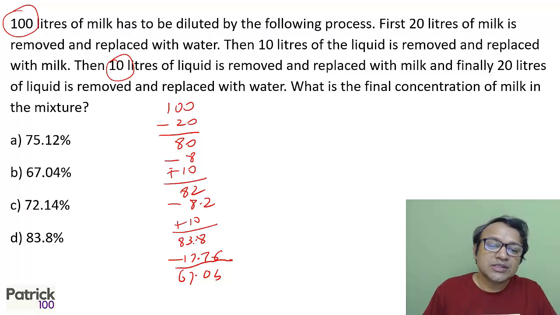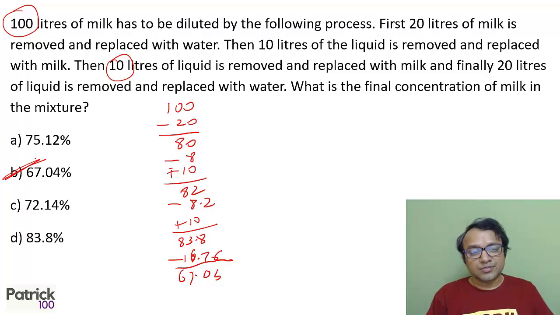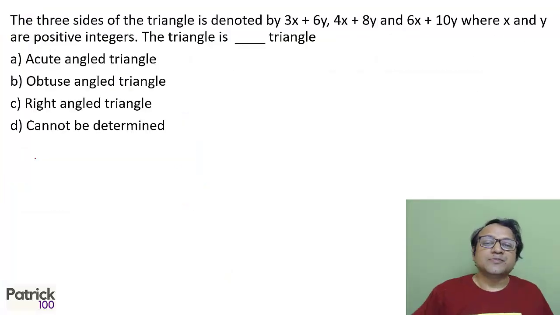So it becomes 67.04. If you calculate this 20%, if you look at this 16.76, you'll get 67.04. That's the answer, B option. Just focus on milk, you'll get the answer here.